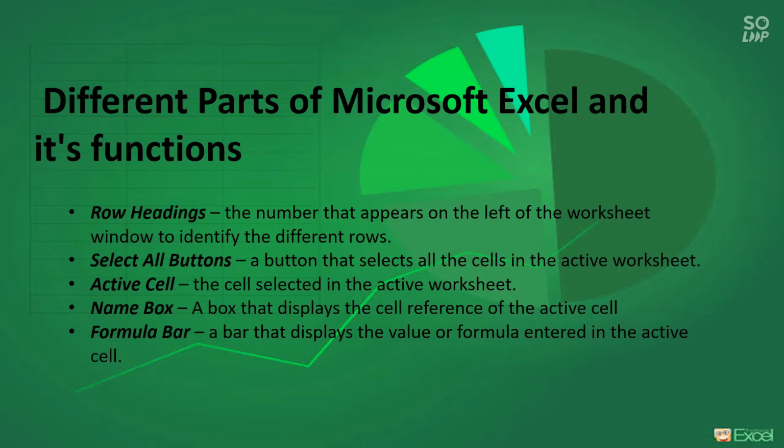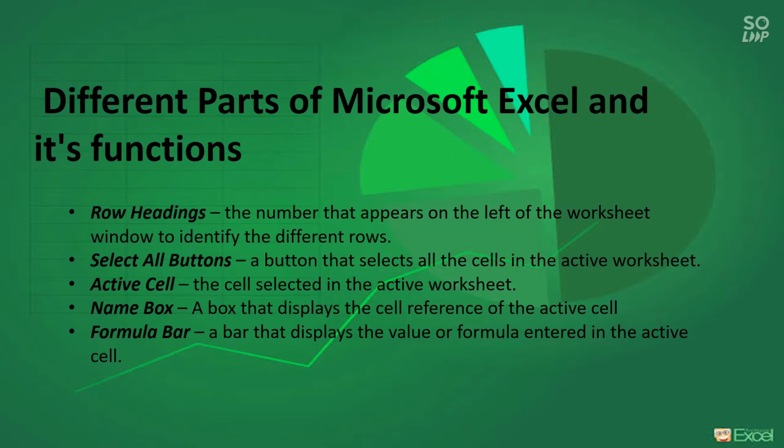Sunod na part naman ay row headings. Ito ay kasalungat naman ng column headings kasi the word row ay pa horizontal siya. So, ito ay makikita sa middle left side na mayroong may numbers at ang direction nga nito ay horizontally.